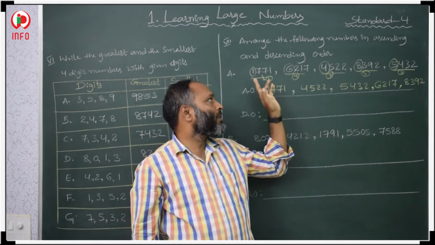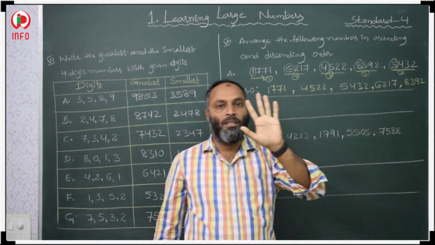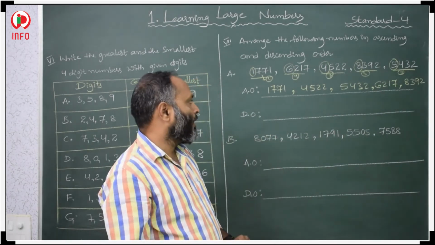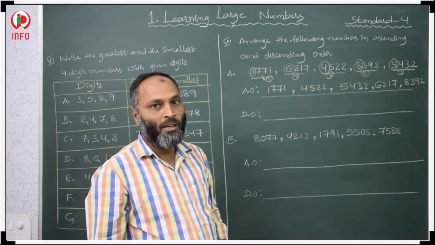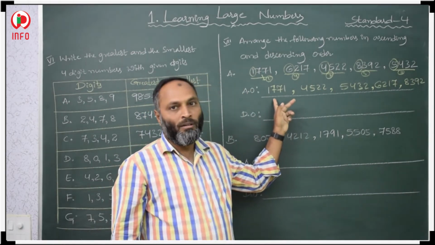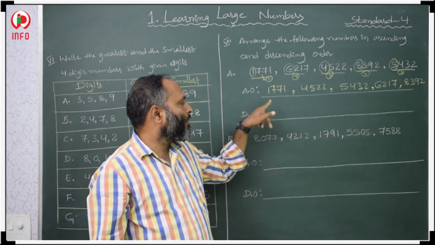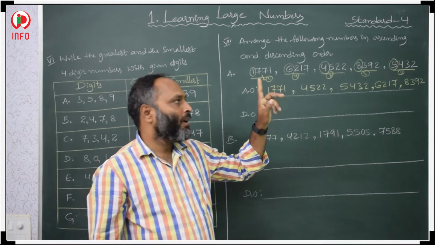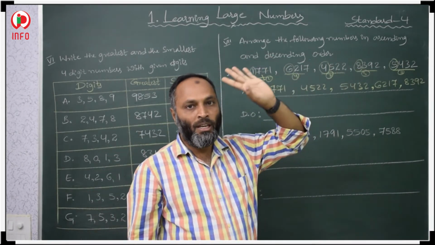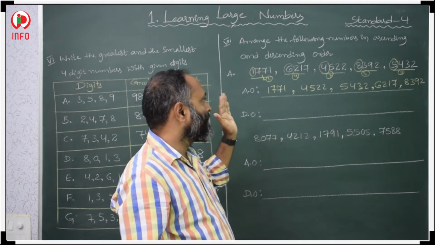How to decide first? How many numerals are given? 1, 2, 3, 4, 5. These 5 numerals are given. We have to arrange them in ascending order. Ascending order means increasing order. Increasing order means first we have to put the smaller one. For deciding the smaller one, we first count the number of digits in all numerals. In all numerals we have 4 digits. Equal digits we have. Then we have to decide which one is smaller.